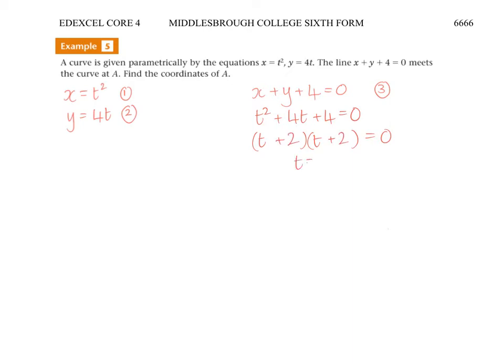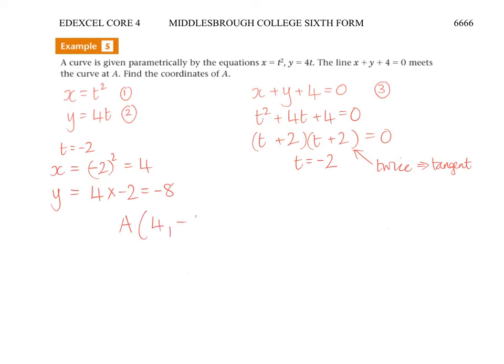that means that t is equal to minus 2. If you notice, that actually happens twice. If it happens twice, then we're looking at a tangent, or it just touches the curve. So from there then we can find out the x coordinate. So x is equal to, we now know that t is equal to minus 2, so t squared is minus 2 squared, so that's 4. And we've got y is equal to 4 times minus 2, so that's equal to minus 8. So A must have the coordinates (4, -8).